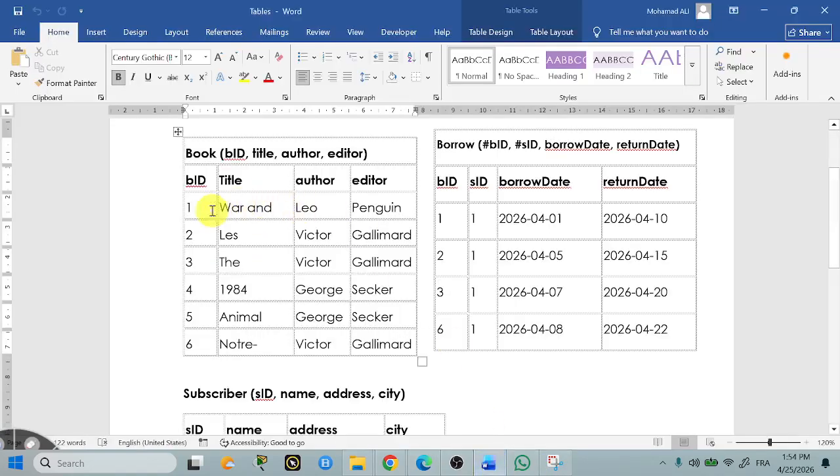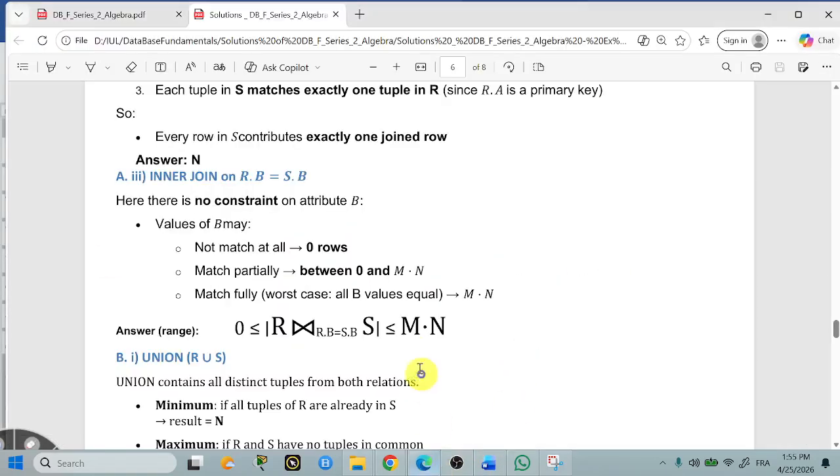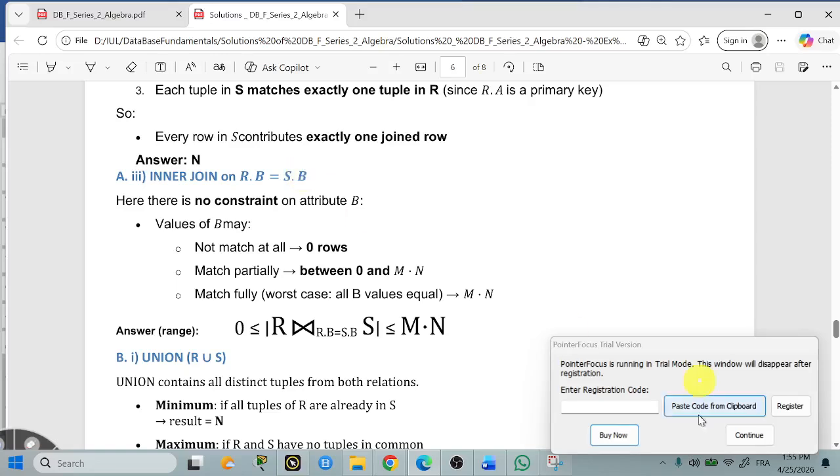We can find here a row doesn't match with any of these, second row doesn't match, third row doesn't match, the last row doesn't match, so 0. Or every line will match with all rows of S. So m times n, so the result will be in between 0 and this result. No match at all is 0 rows, and match fully, all B values equal, is m times n. So every row in R matches with all rows of S.